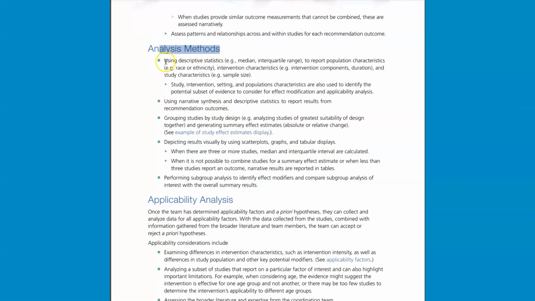Analysis methods use descriptive statistics, median, interquartile range, to report population characteristics such as race and ethnicity, and intervention characteristics, for instance, intervention components, duration, and characteristics such as sample size. So when you're looking at an intervention, you're very keen on looking at the intervention, the setting, populations, and study. So I want to make a note here at this juncture about the nature of interventions.